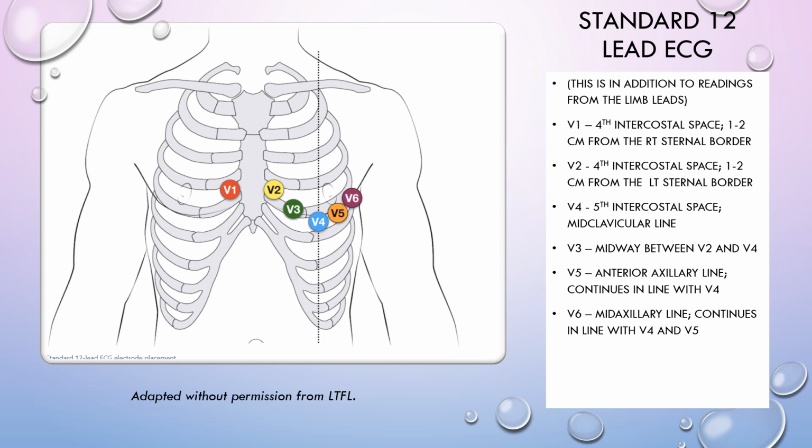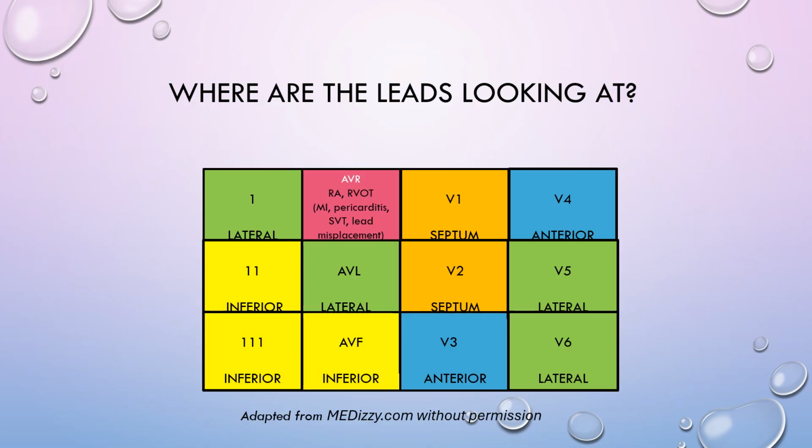And then we now go to V5. We've talked about it, the anterior axillary line. It's in line with the V4, that's in the 5th intercostal space. And V6 is the mid-axillary line, still in line with V4 and V5 in the 5th intercostal space.